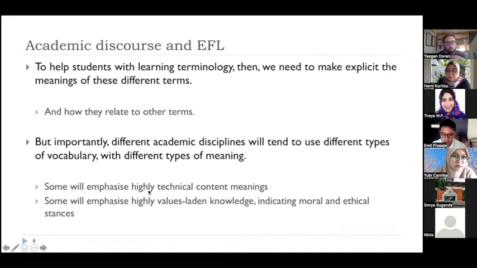Some won't use many technical content meanings, but might emphasize highly values-laden knowledge. So terms that indicate what your moral position is, or your political position is, or what your ethical position is, or maybe what your judgments are aesthetically. So in terms of what looks nice or looks terrible, for example. And these are a different type of terminology that are just as rich as technical terms, but can be very difficult to see and understand.